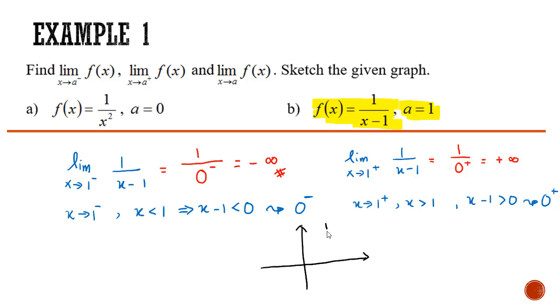How does the graph look? We put 1 as a boundary. Getting closer to 1 from the left is negative infinity. From the right is positive infinity. We can conclude that the limit does not exist.